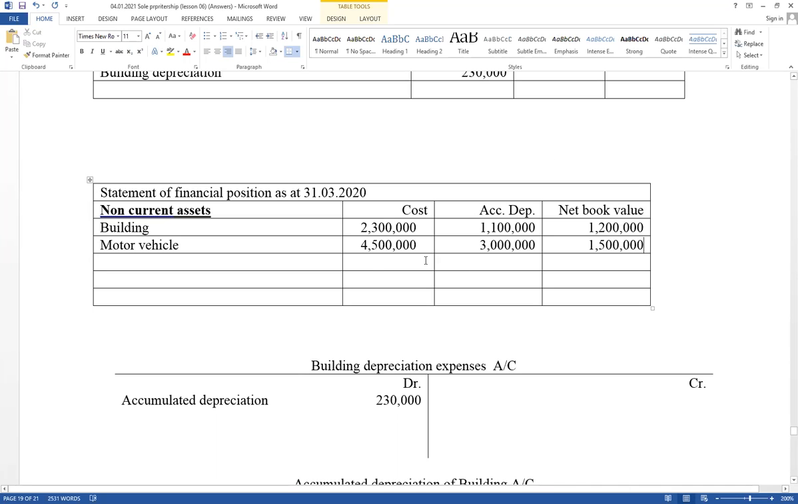Right, you have to know how to adjust. I have discussed all inventory adjustment as well as depreciation adjustment. And next day, I will discuss bad and doubtful debts adjustment as well as sole proprietorship.